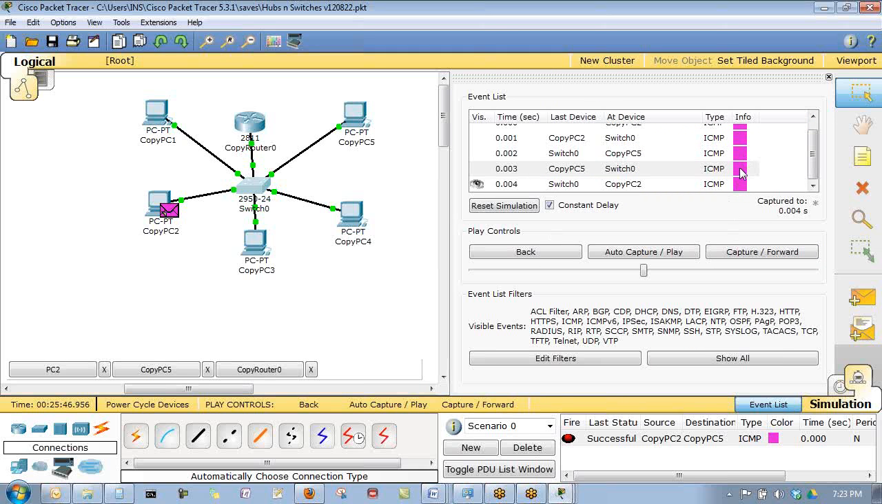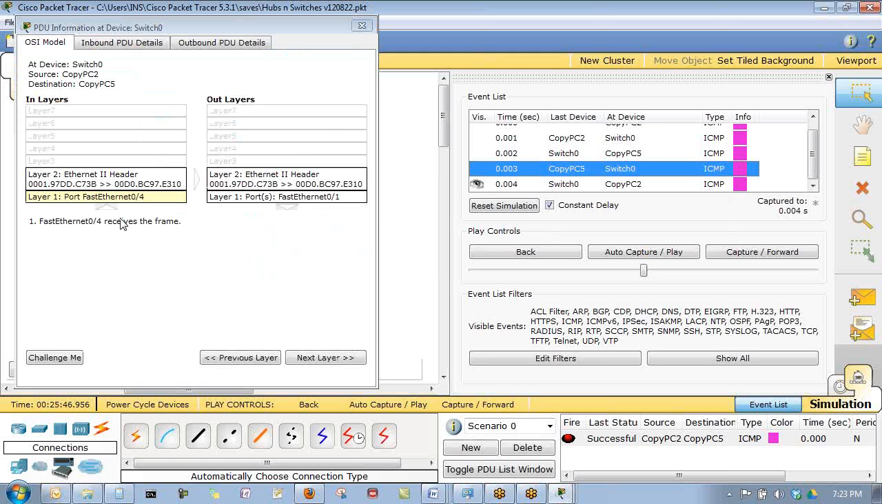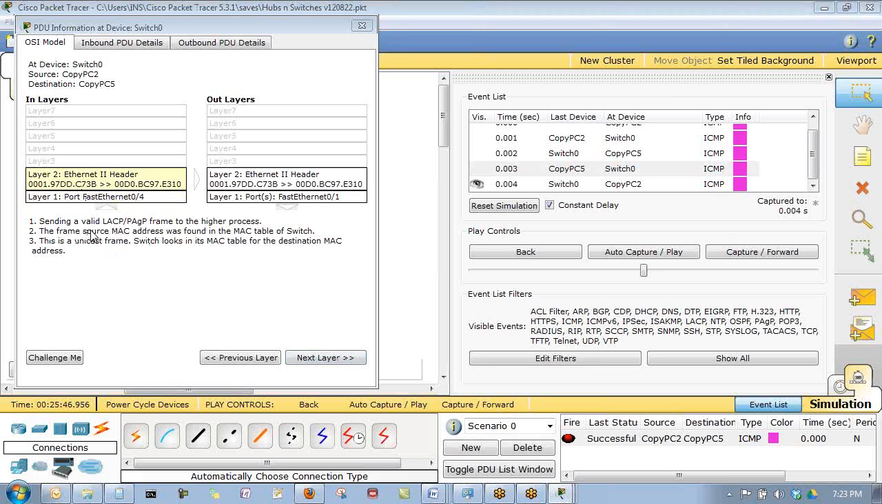If we look at one of these packets, what you'll notice is that it's received on a port on the switch, and then the next thing it does is look for the MAC address and see if the address is in the MAC table of the switch. This is a unicast frame because it's basically a ping, and the switch looks in the MAC table for the destination address. We go to the next layer and it says that the outgoing port is an access port, so the switch sends the frame to that port.